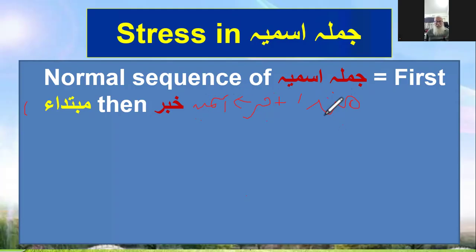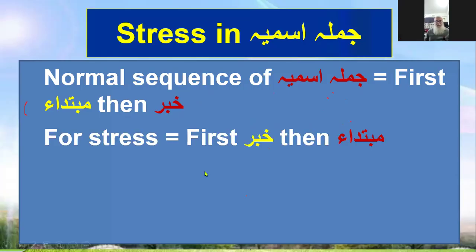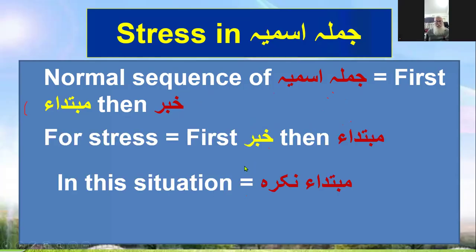Now, instead of the mubtada first, if we bring the khabar in front and the mubtada at the end, meaning muakhar, it is still jumla ismiya, but now it has hasar, meaning stress. So this is one way of putting stress: we change their position and sequence. Instead of mubtada and khabar, we bring the khabar before and then the mubtada. That is the one way. Second, when we bring the khabar before, the mubtada can come nakra.